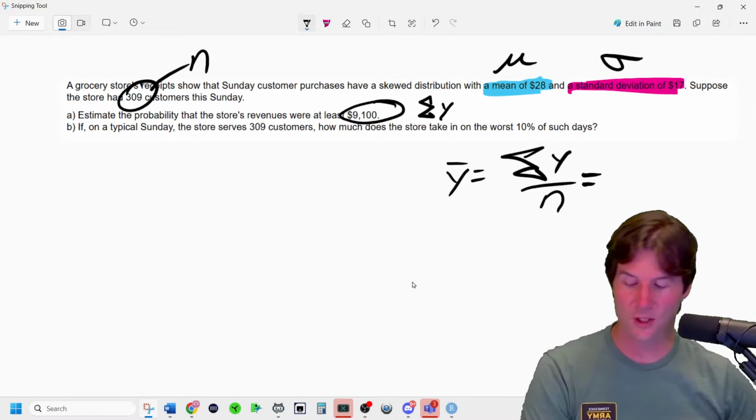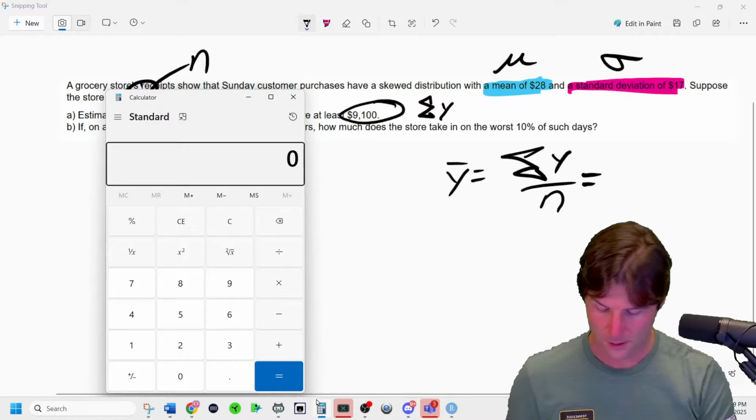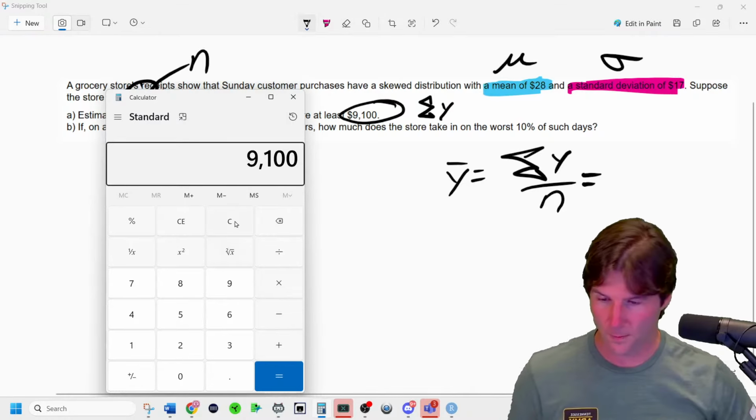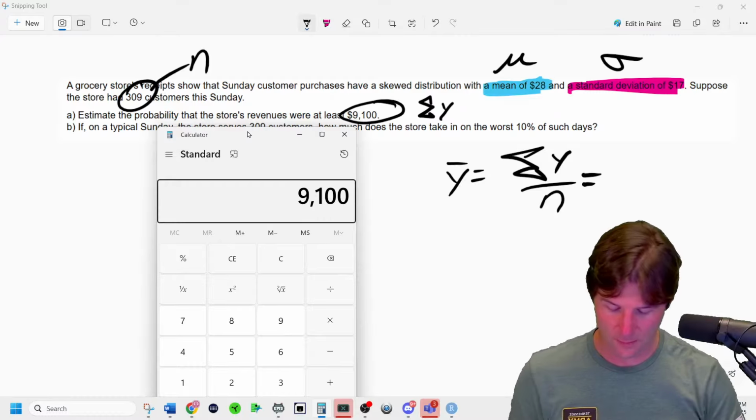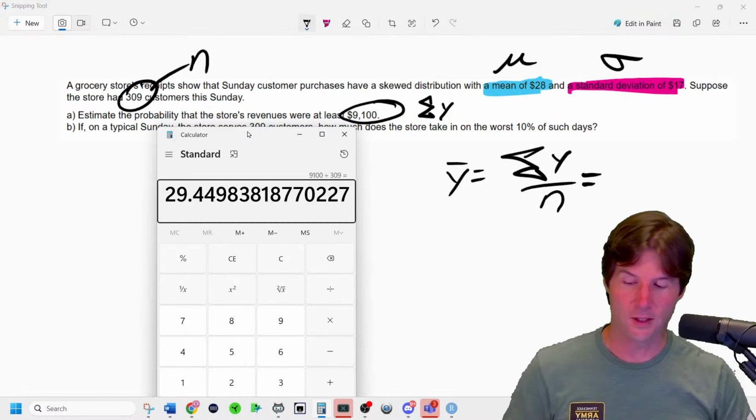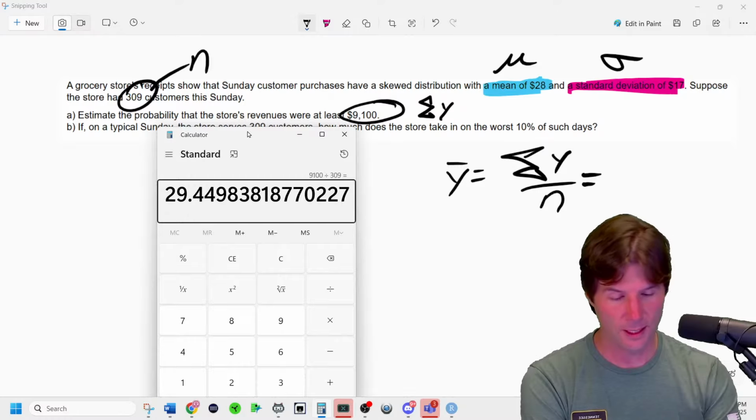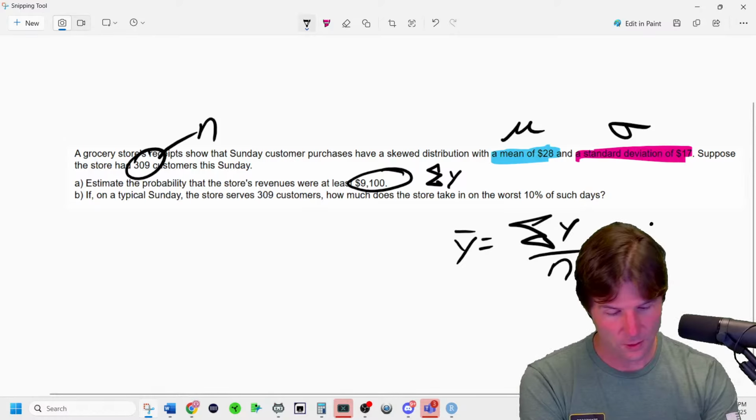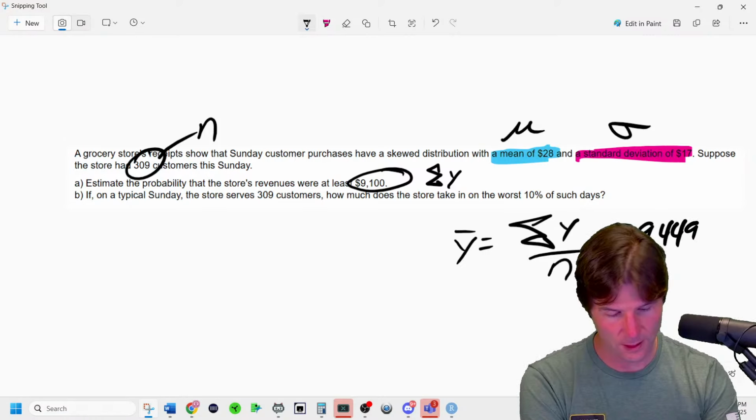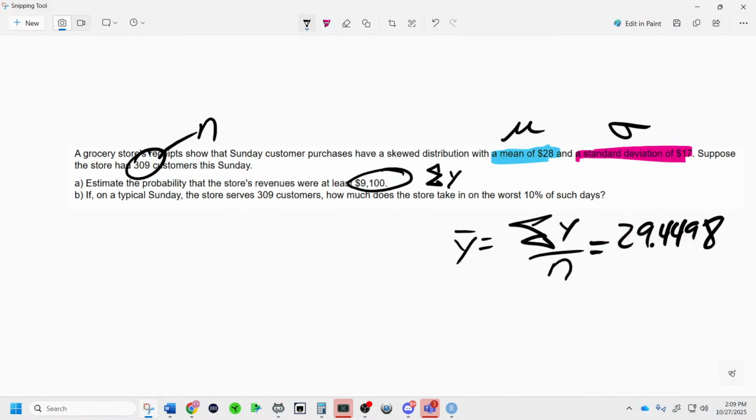So on average, they want from each sale 9100. We're just taking that sum of y, dividing by 309. And that's 29.4498. Make sure to carry enough decimals. It doesn't hurt to keep it stored in your calculator. All we're doing is marking the notation on what we have right here before we work the problem.